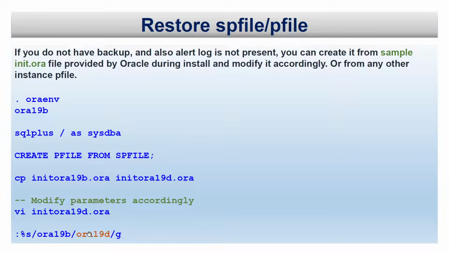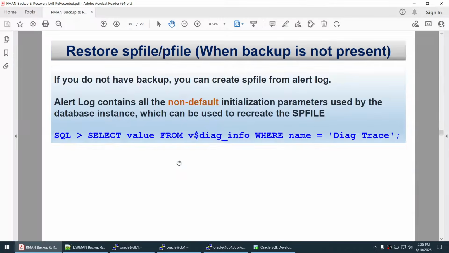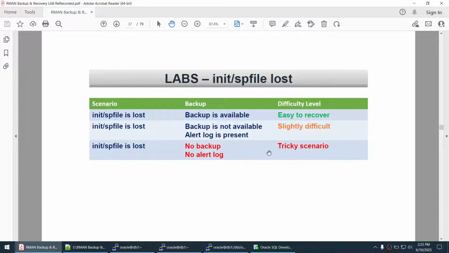Now remember that when you do this method, because you are copying the file, you have to modify any parameter changes that you had set for this particular database. If you don't remember what parameters you had set, then those parameters are lost and you will have to start from the beginning. So this is a tricky scenario where we basically don't have the option. You don't have the backup, no alert log.